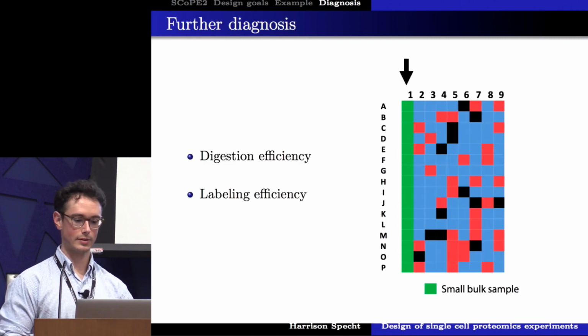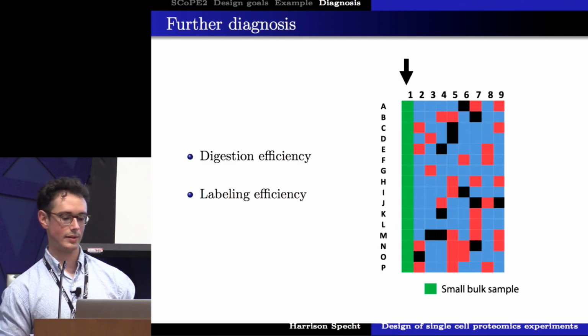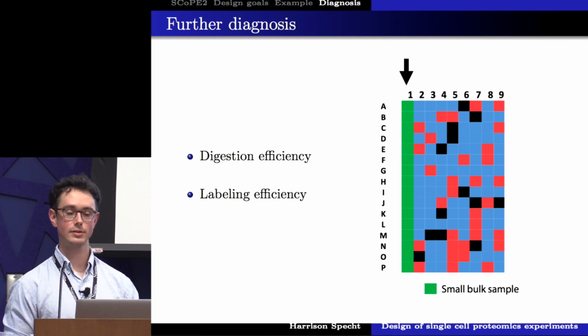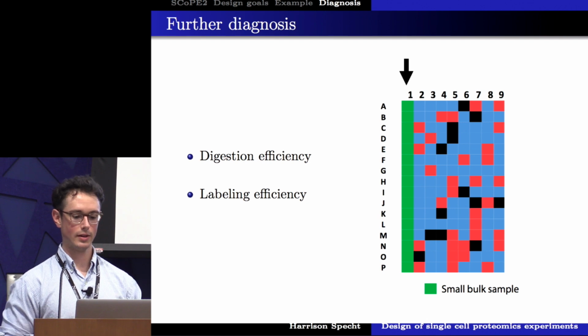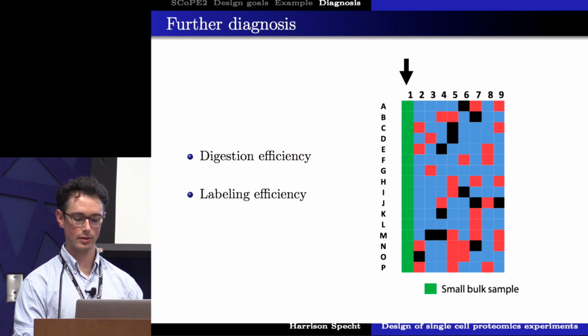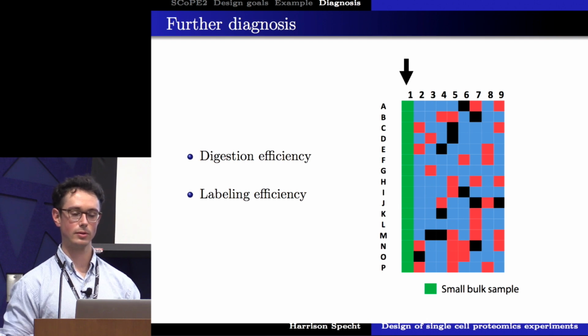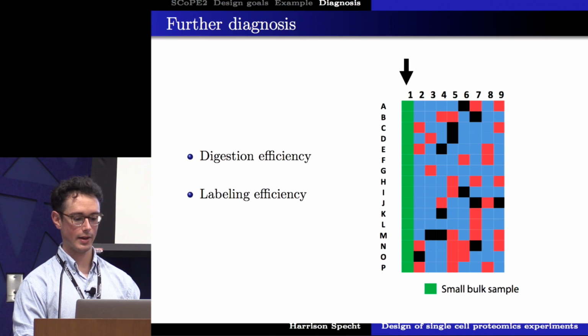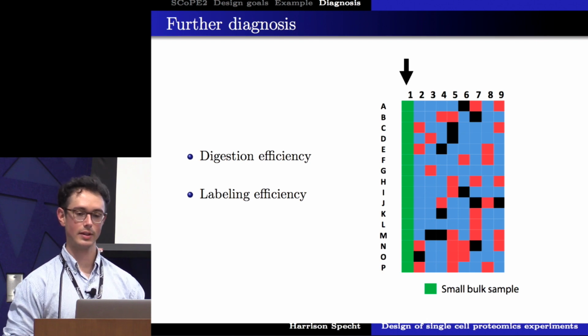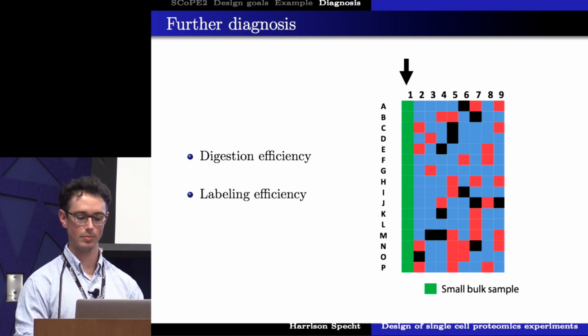Further diagnostic things we can do is we can start to address digestion efficiency and labeling efficiency by looking at the relative reporter ion information and seeing if that jives with our expectations. And we can also look at the inclusion of any small bulk samples that we included and processed in tandem with all of our SCoPE sets. And we can look at the digestion efficiency and labeling efficiency of these small bulk samples that we included and processed in tandem.